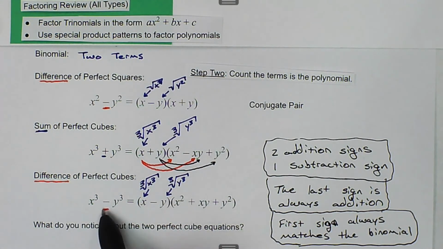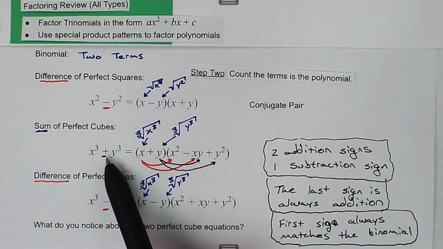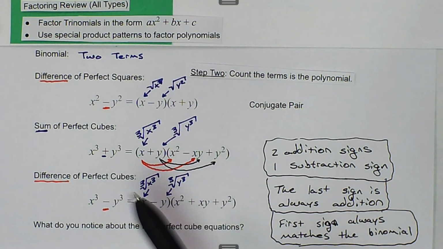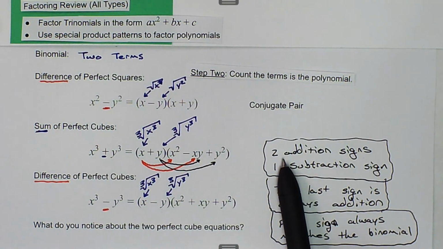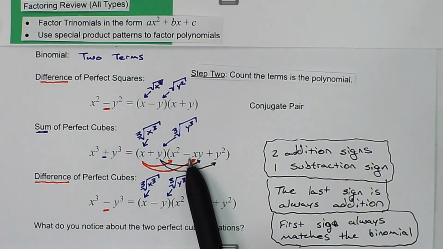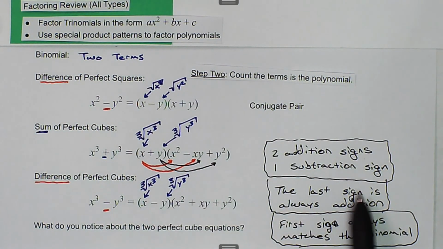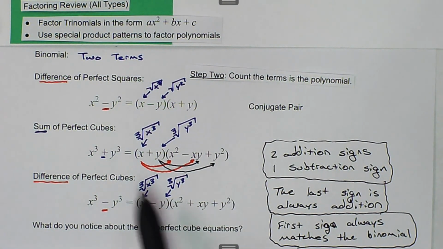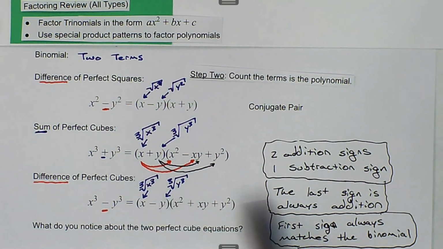So here we have the difference of perfect cubes, difference, so the first sign is subtraction. Here we have addition, sum, addition, so the first sign is addition. So two addition signs, one subtraction sign. The last sign is always addition. The first sign always matches the binomial. So minus, minus, plus, plus. And if we remember those things, we'll be able to make sure we put it together.